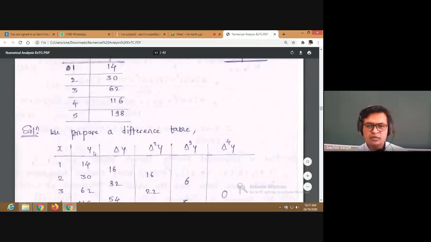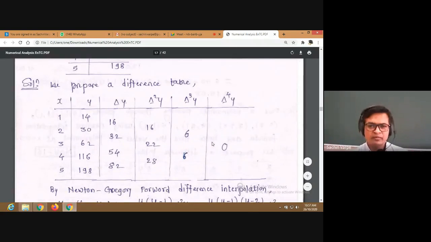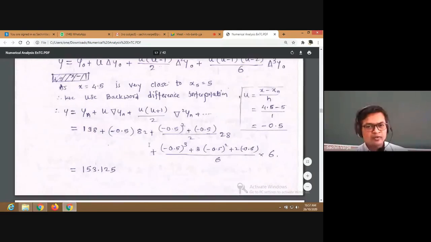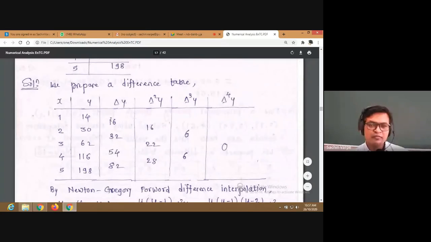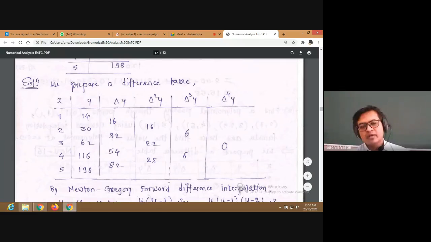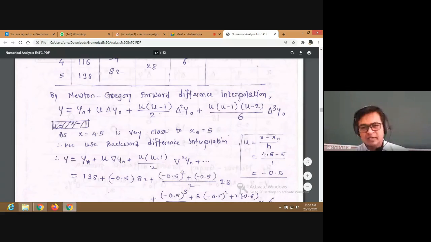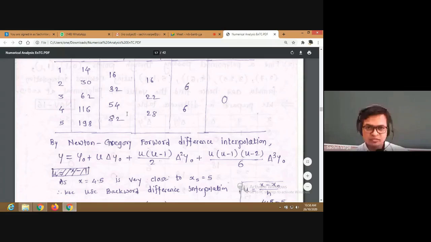Here I have prepared a table of the forward difference operator, isn't it? But I'm not taking these upper values, delta y naught, delta square y naught, delta cube y naught, and so on. I'm not substituting those values of the forward operators. I need the values of the backward operators like del yn, del square yn, so I'll take these bottom values.